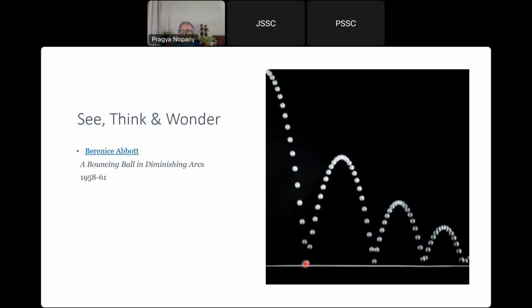This photograph must be showing the position of the ball after equal intervals of time, and that is why initially, when the speed is more, it is traveling more distance. But as it goes up, the speed must be decreasing, and that is why the distance between two consecutive positions has decreased. And then here you see there is hardly any vertical distance.